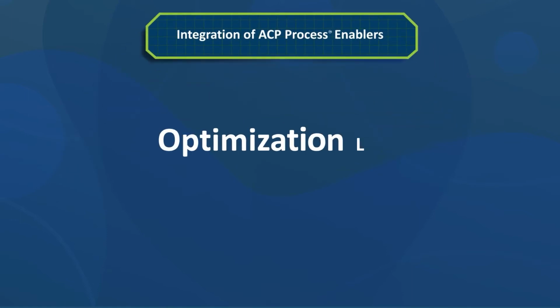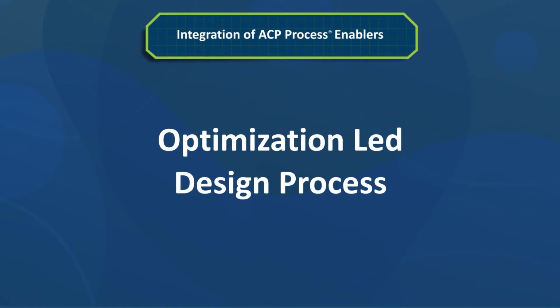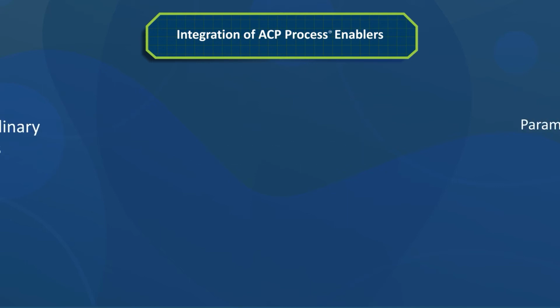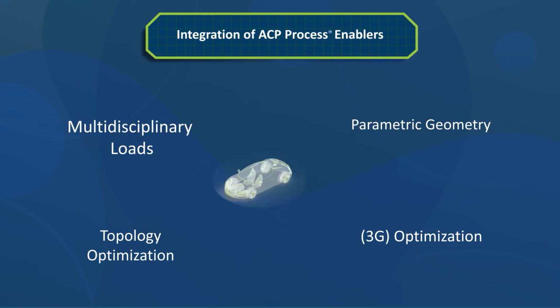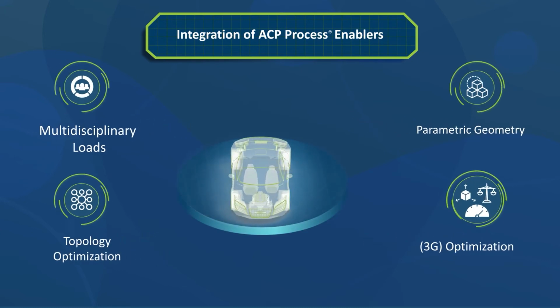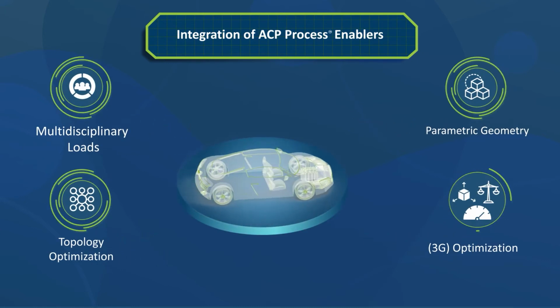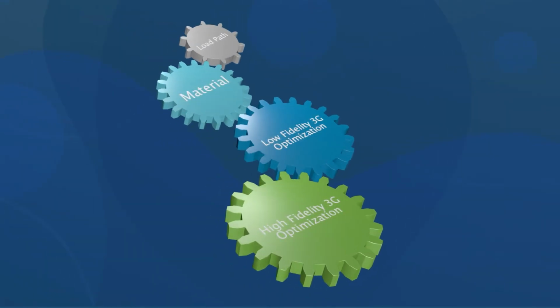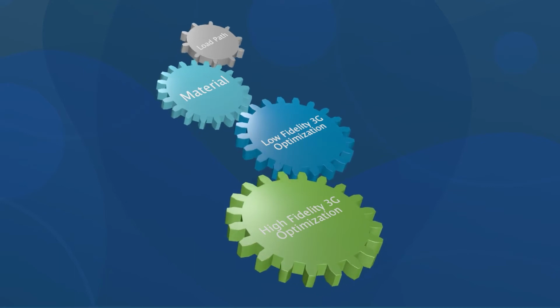An optimization-led design process, optimization system, that orchestrates through phases of product design and development. This integrated process and system evaluates various design concepts under multidisciplinary loads through topology and parametric 3G optimization. The structured design enablers for the ACP process are built in a 4-step process.